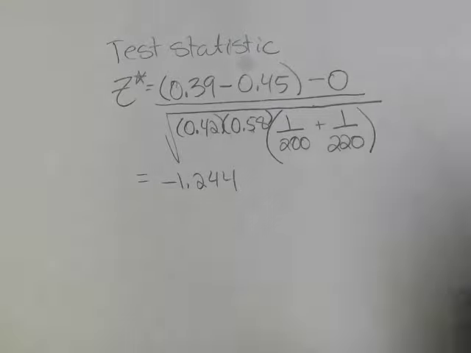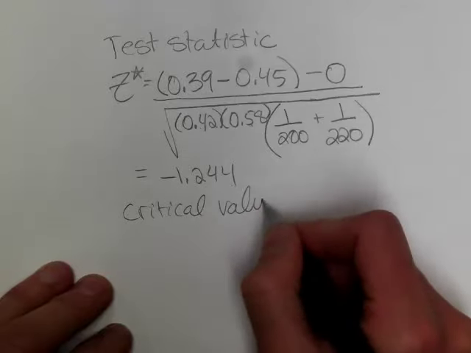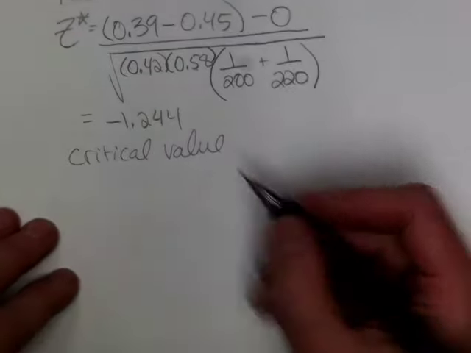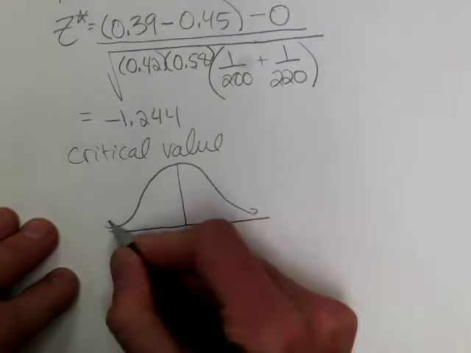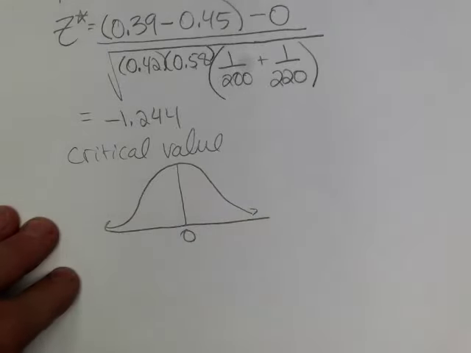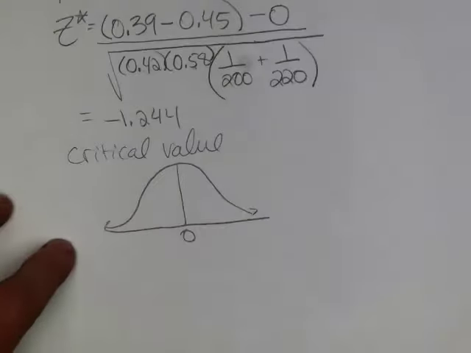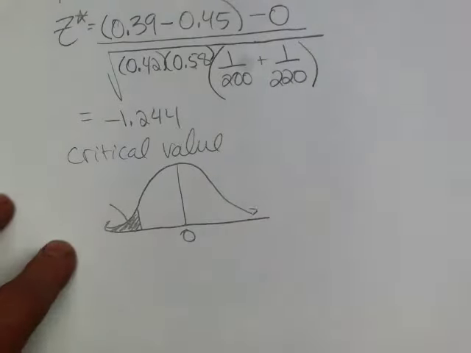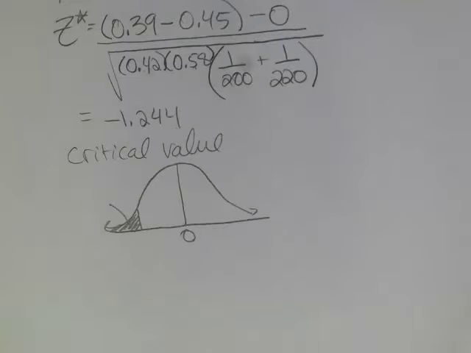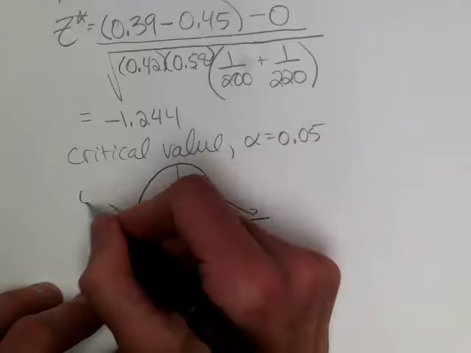So let's go ahead and find the critical value. Now this is a z-test, so I'm looking for a z-score. So I'm going to draw a standard normal curve, put 0 in the middle, and looking back at the alternative, this is a lower tail test, so I only need to shade one area of rejection. And I forgot what the level of significance was. At 0.05. So we're using 0.05 for a level of significance.